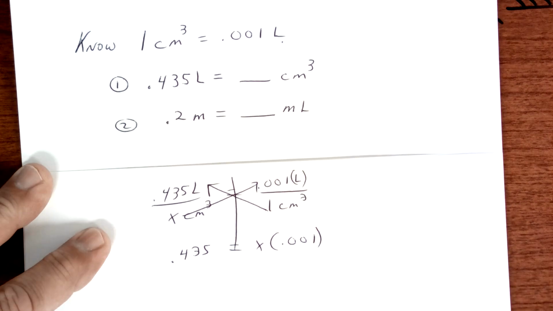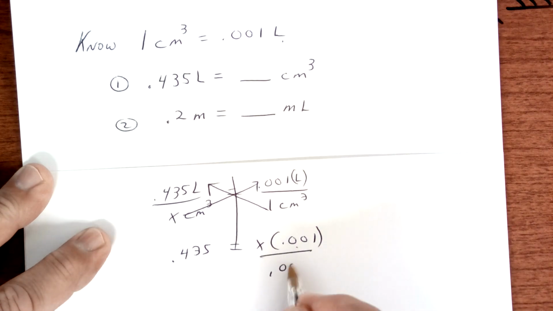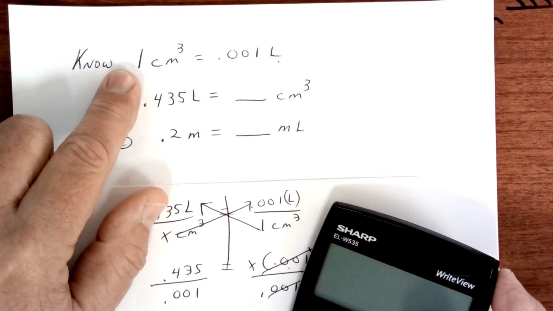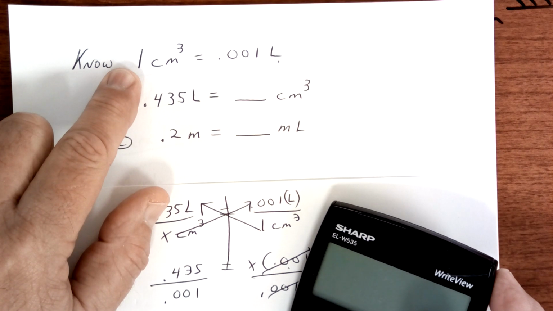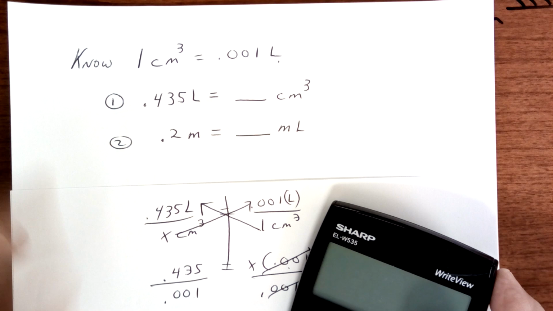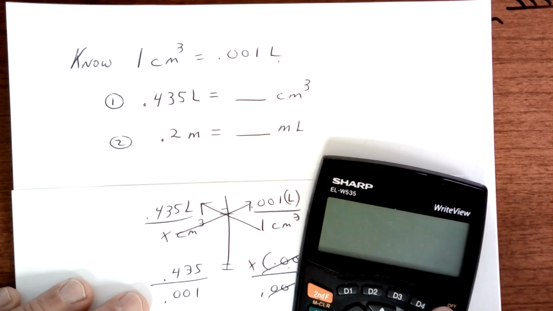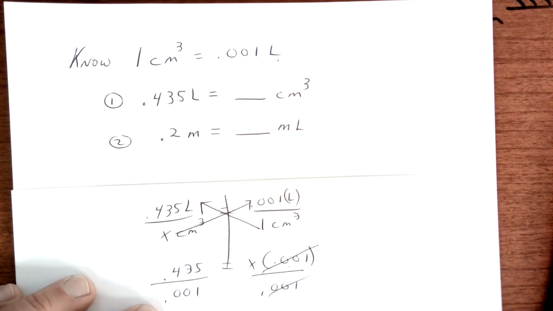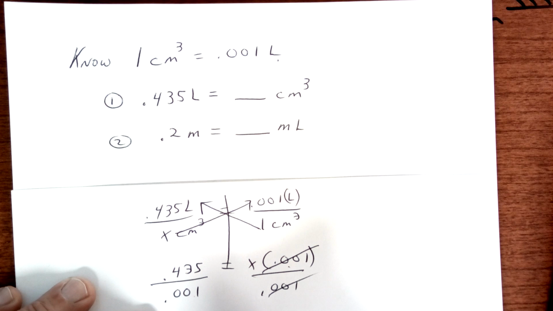Now you got to divide. You take your calculator, and you can verify that this is the correct conversion. You can go online. So here, I'm going to start it up, clear it. I'm going to take 0.435, divide it by 0.001. When I do that, I get 435. 435 cubic centimeters would be the answer.